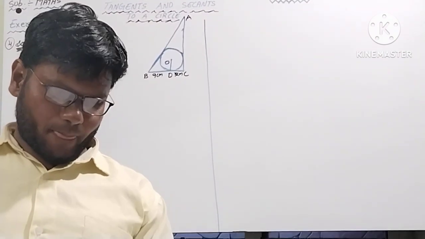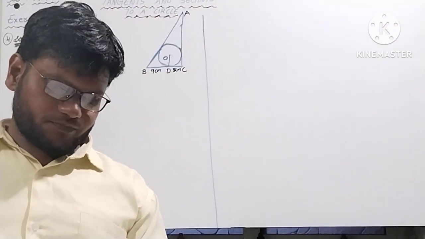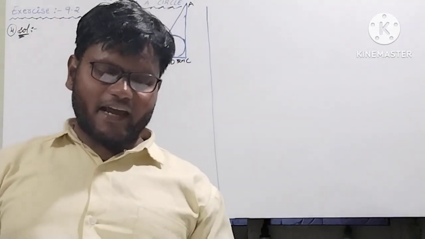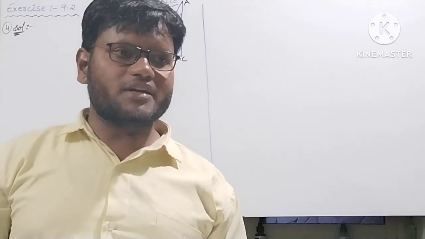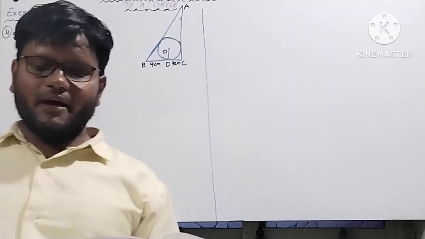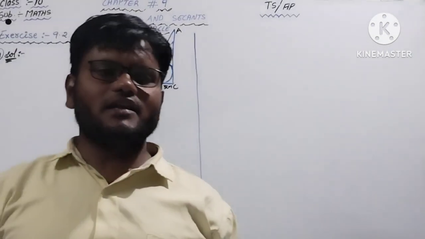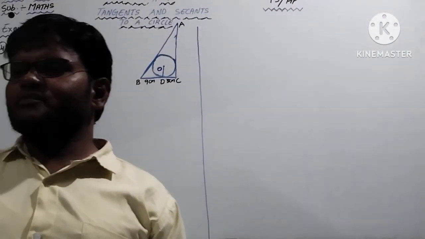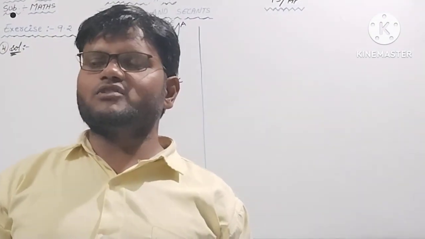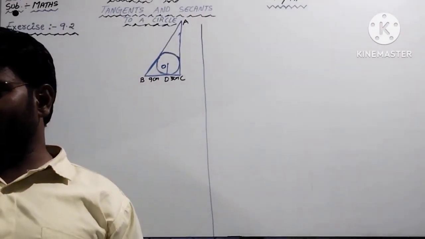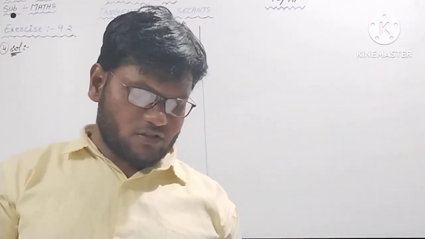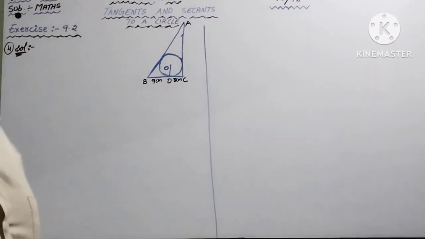Page number 235 in the new textbooks, theorem number 9.2. The lengths of the tangents drawn from an exterior point to a circle are equal. The lengths of the tangents drawn from an external point to a circle are the same. Remember this theorem number 9.2. Here I have to use that theorem.